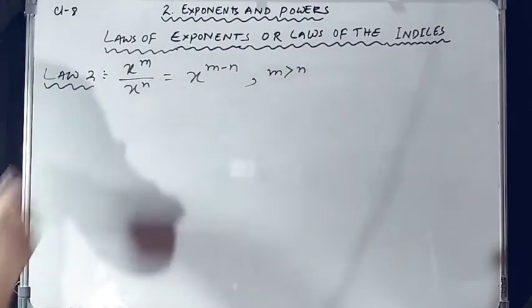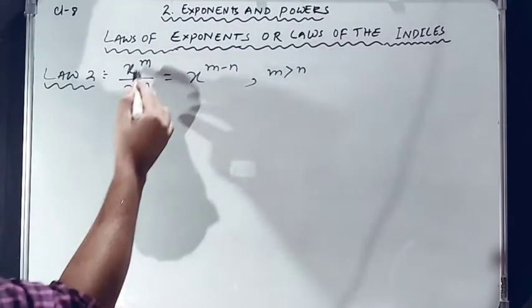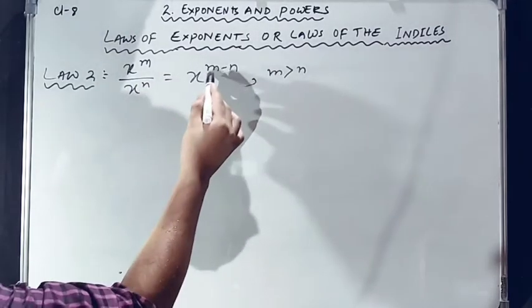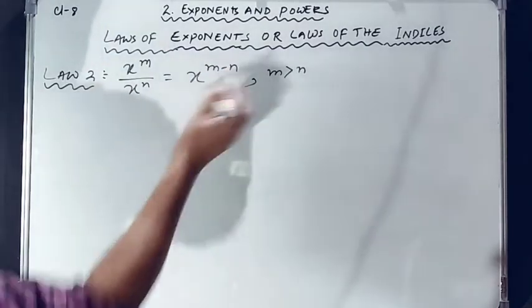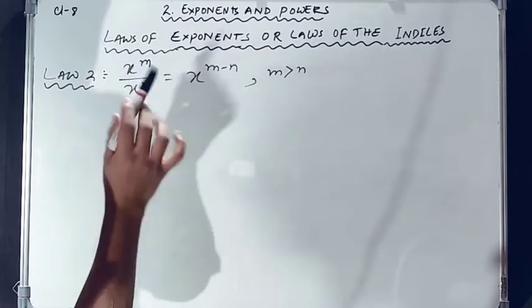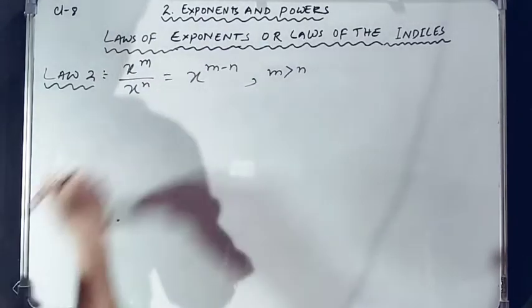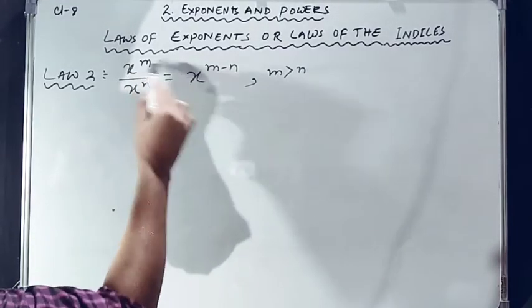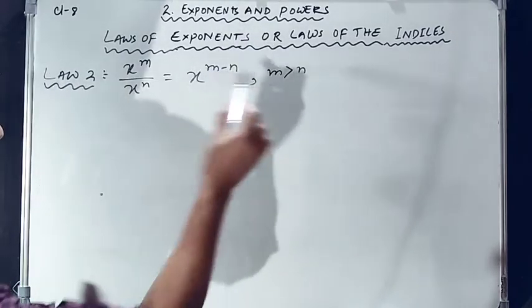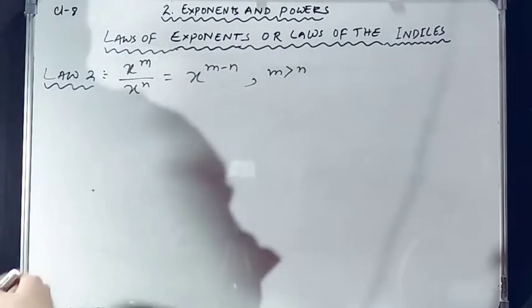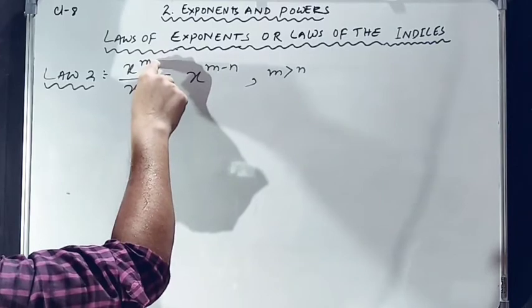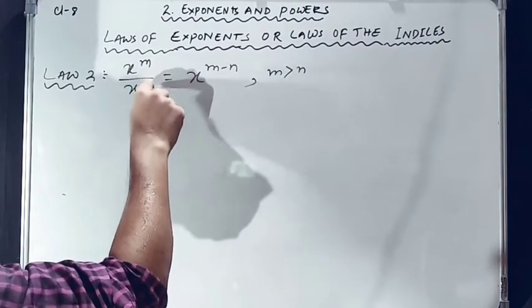Now let us move to law number 2. So your law number 2 is x raised to the power m divided by x raised to the power n is equal to x raised to the power m minus n. So when your bases are equal, powers don't matter and they are divided, simply what you can do, you can write the base once and you can subtract the powers in this way, m minus n. But remember, your m should be greater than n. Okay, m must be greater than n.